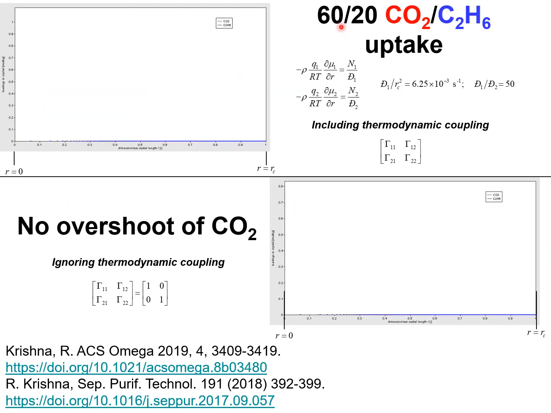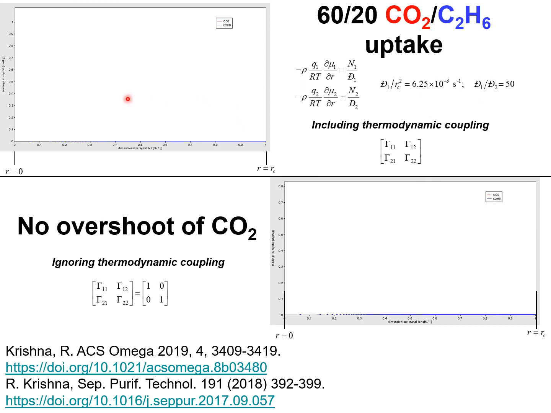Let's consider the modeling of the 60:20 CO2-ethane uptake in order to compare with the experimental data. The Maxwell-Stefan equations are shown here. The correlation term can be neglected because each of these gas molecules jump across the windows from one cage to the adjacent cage one at a time, and the intercage jumps are uncorrelated. The experimental data can be matched by taking the diffusivities as shown in this.